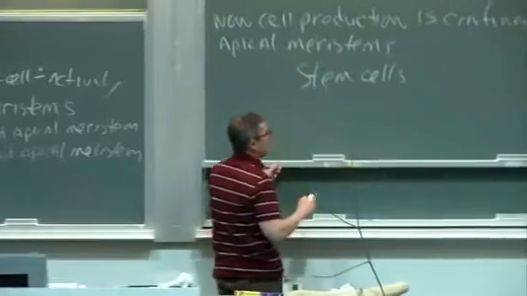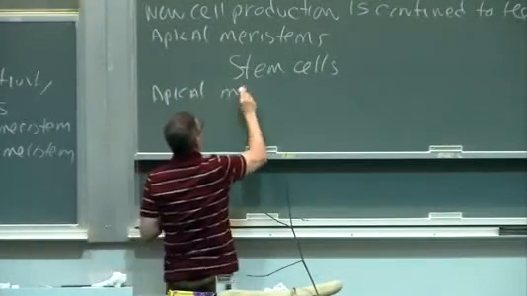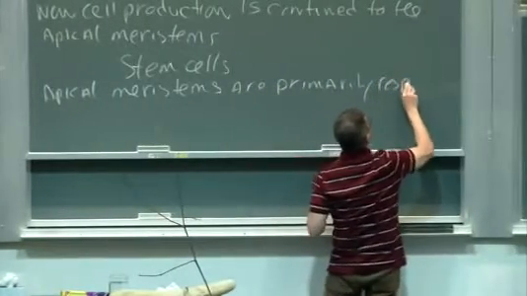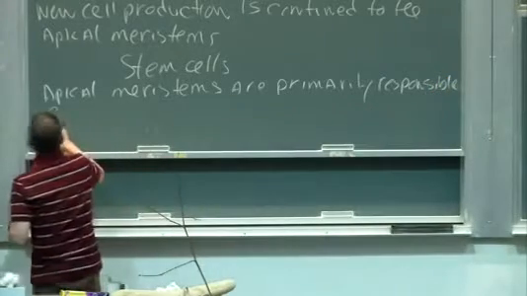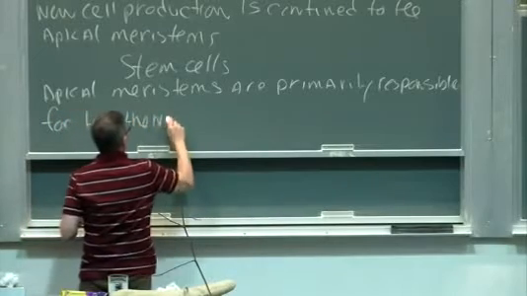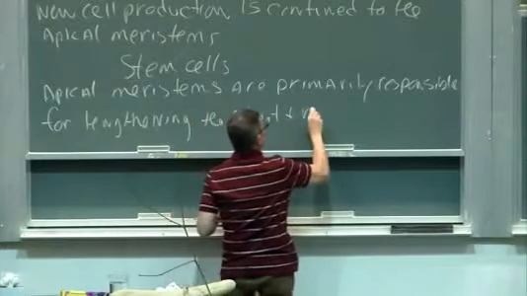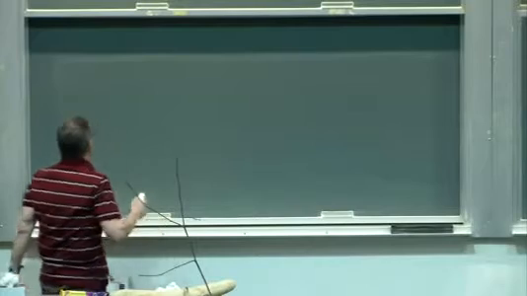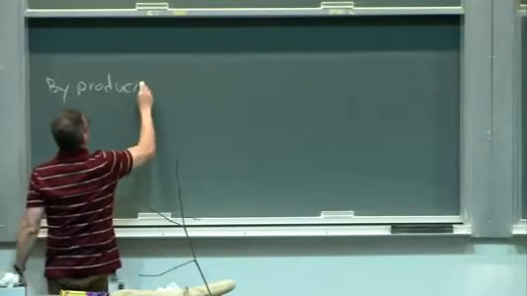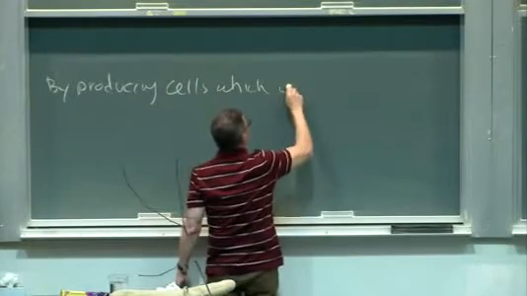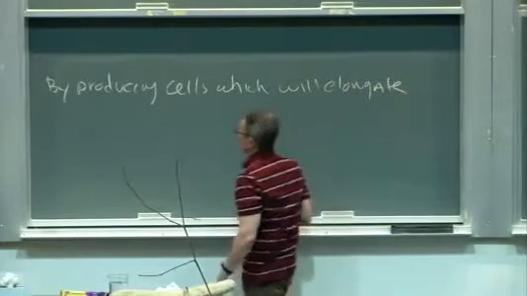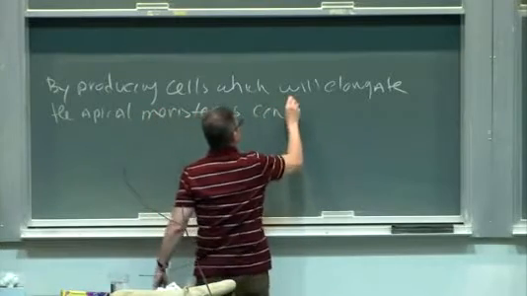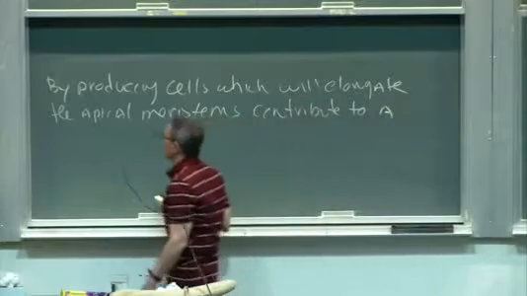The other thing we can say about the apical meristems is that they are primarily responsible for lengthening the shoot and root axes. And how does it do this? How does it lengthen the root and the shoot axes? It does that by producing cells which will elongate. The apical meristems contribute to a lengthening of the plant axis.